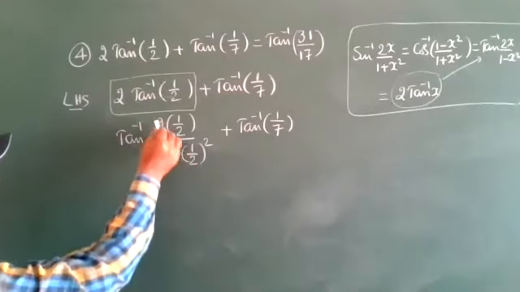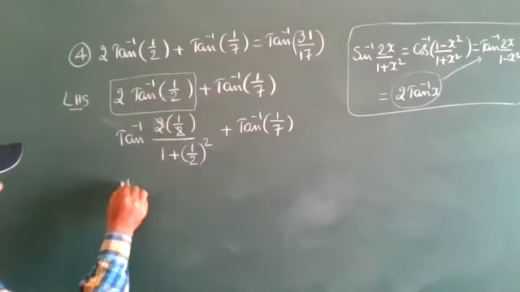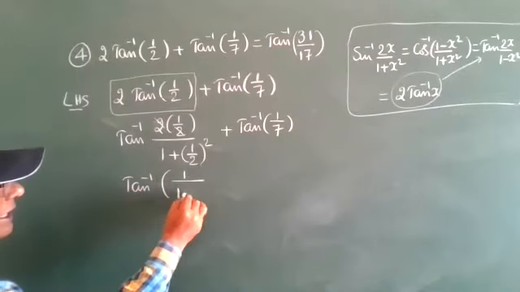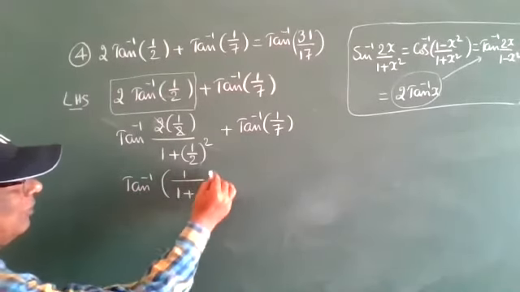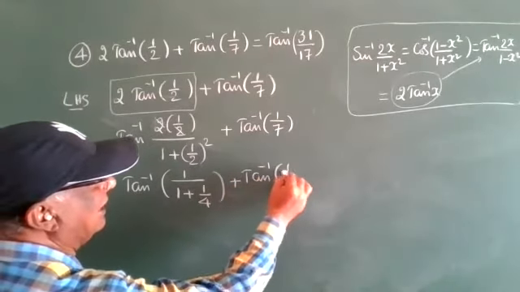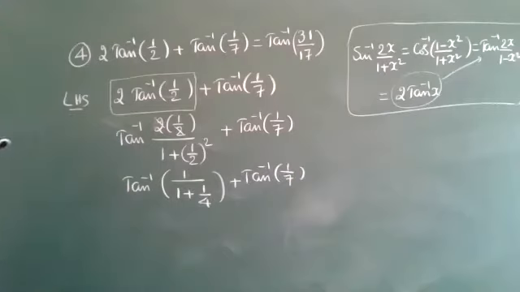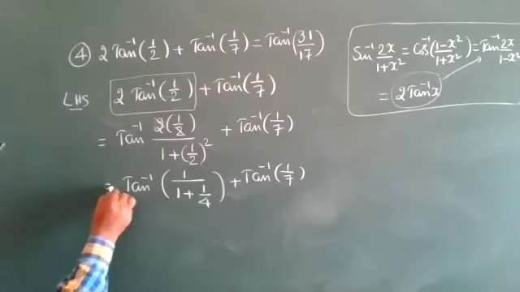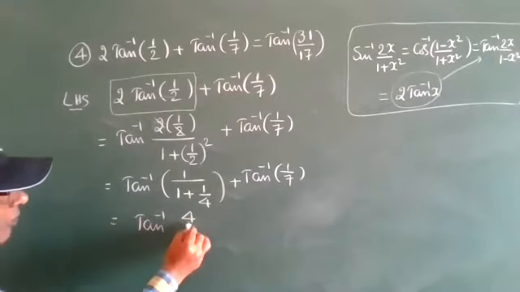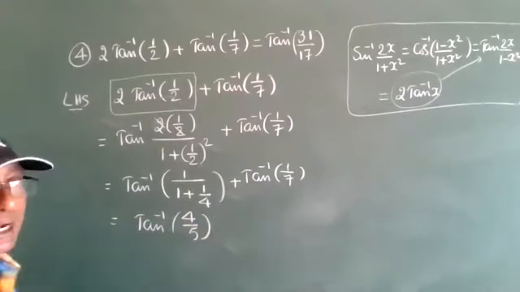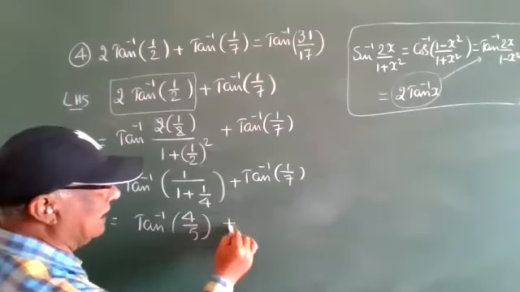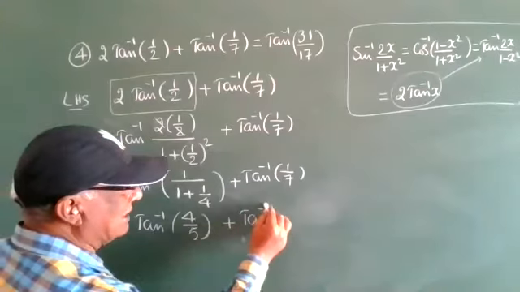Now simplify, 2 cancels. Tan inverse of 1 by the denominator, which is 1 plus 1 by 4, plus tan inverse of 1 by 7. Next step: tan inverse of, by the LCM, 4 by 5 in reverse order, 4 by 5. Is it correct? Plus tan inverse of 1 by 7.